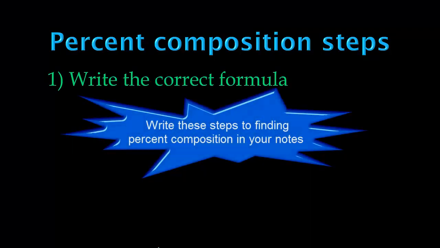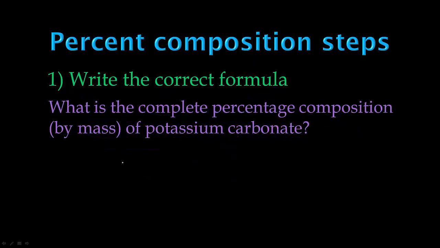Okay, now let's talk about our steps in percent composition. First step is you write the correct formula. We've been doing this since Unit 7. First problem is going to be, what is the complete percent composition by mass of potassium carbonate? So the first thing we need to do is write out our formula.